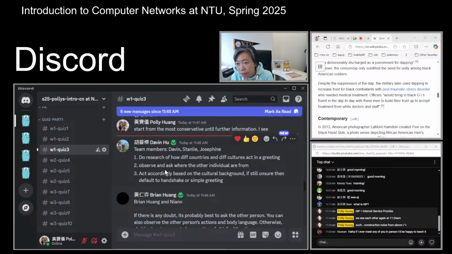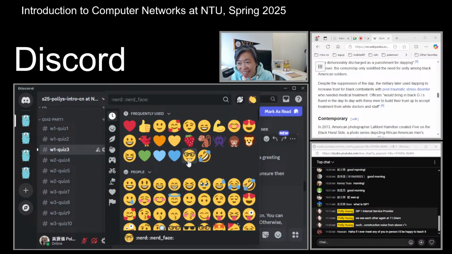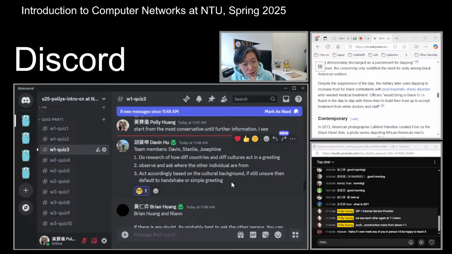Devin, do research of how different countries greet. Oh, wow. Okay, so hey, guys, this is a computer, right? So 3 steps. It's almost an algorithm. Cool. Research the cultures, then observe or find out what culture they're from, and then act accordingly. Okay, very good. Solution from a team of geeks.